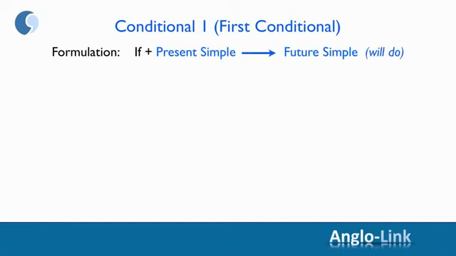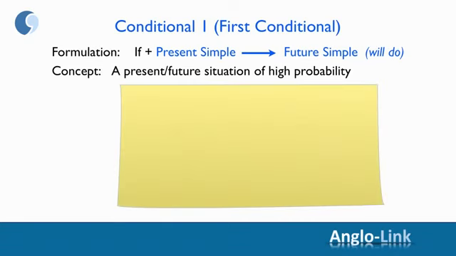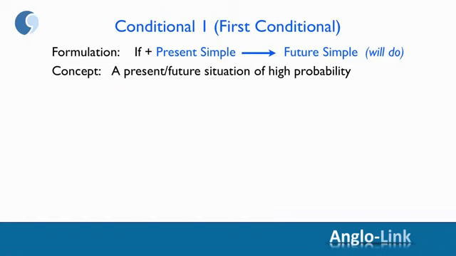Right then, let's look at conditional one, or first conditional. Let's remind you of the formulation. If plus present simple, future simple. The concept of the first conditional is a present or a future situation of high probability. Note that the probability is about the probability of the action in the if clause, not the other clause. Let's look at some examples.